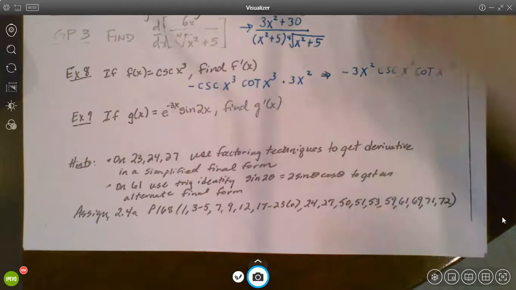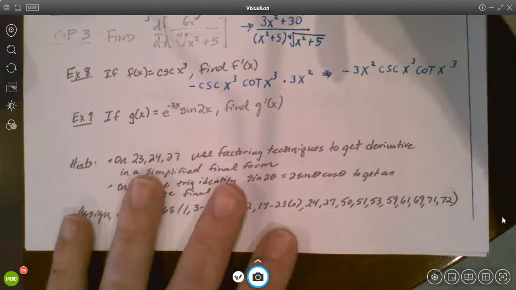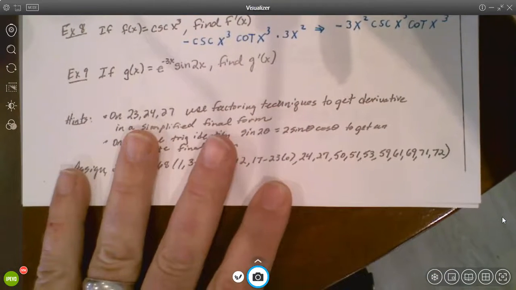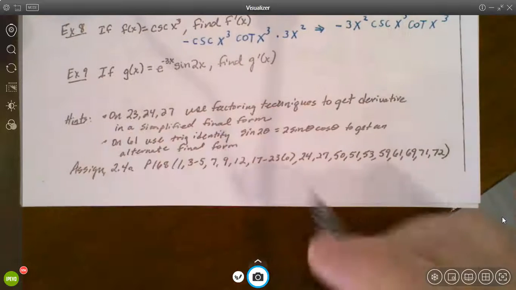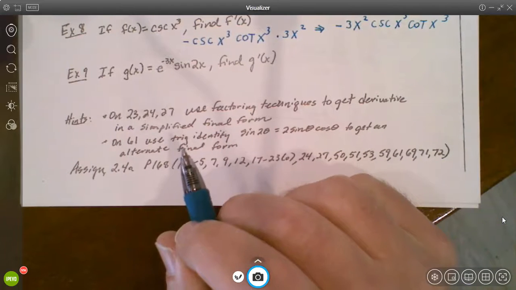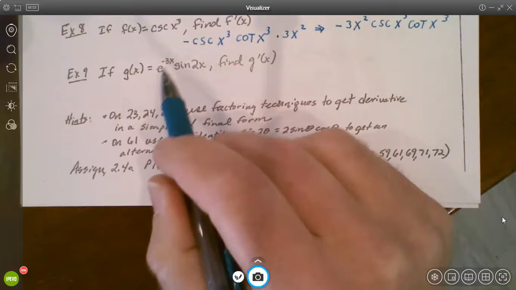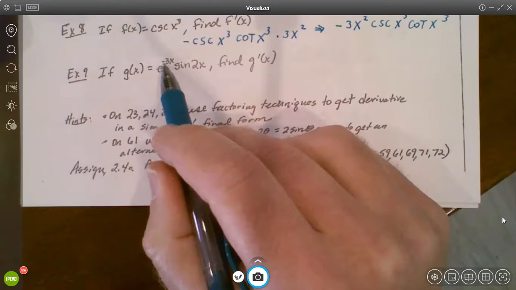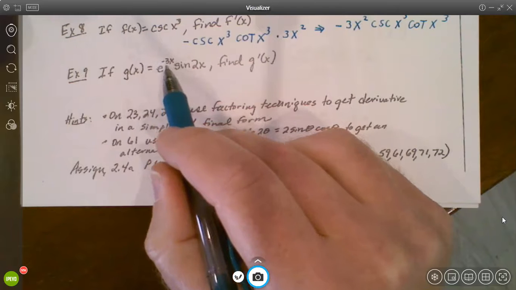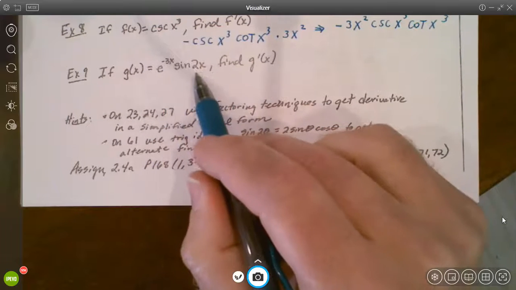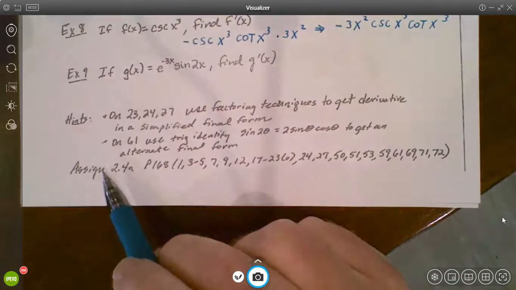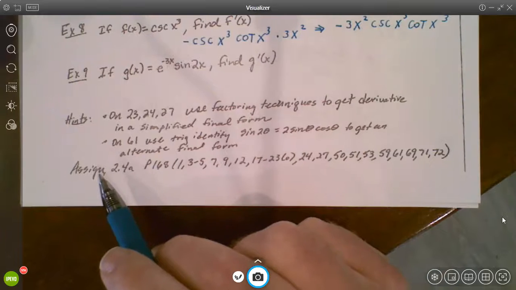And let me give you one final problem, because we haven't done one of these yet with an e function. So we do have a product rule on this, right? So here's my first and here's my second. Within each one of those terms, you do have an interior function. So this is the interior function of the e, and 2x is the interior function of sine. So keep those in mind as we go through.